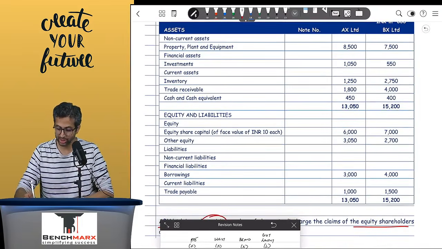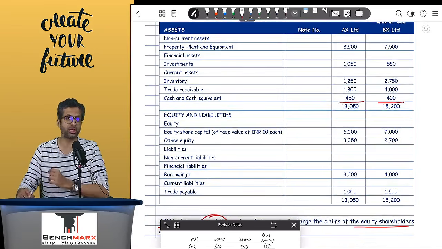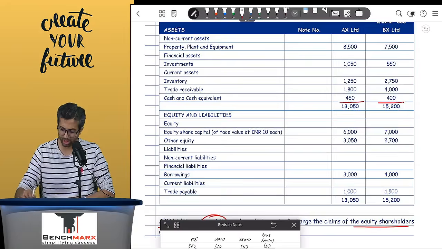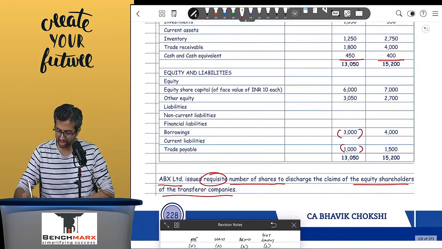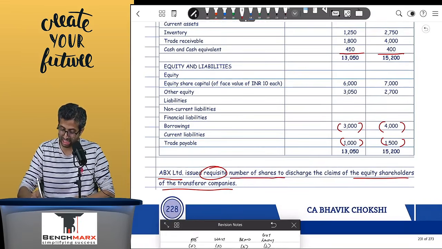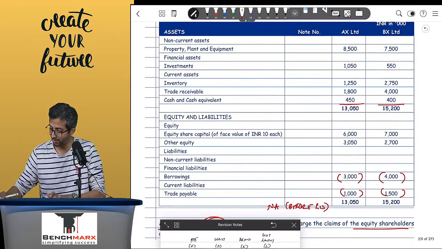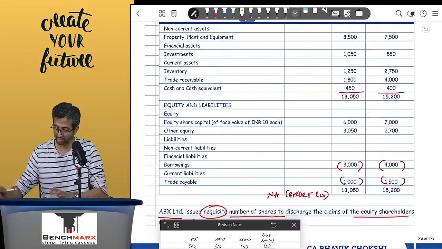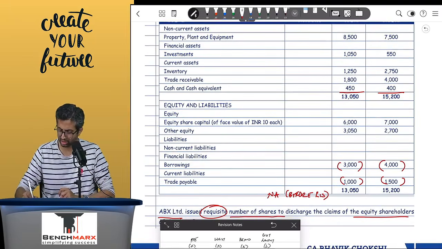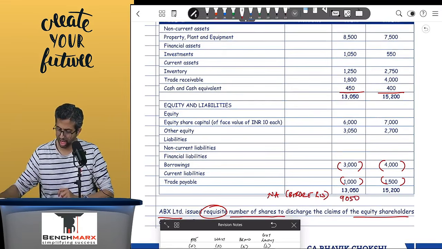So requisite PC will be your total assets at book value. Sir, fair value is given. We will ignore that. We will take that at book values. And then you will subtract the liabilities. Liabilities over here would be the borrowings and trade payables. So basically your net assets before adjusting any reserves. Before reserves adjustment, if you look at your net assets, this will be 13,050 minus 4,000, so 9,050, and in the second case 15,200 minus 5,500.